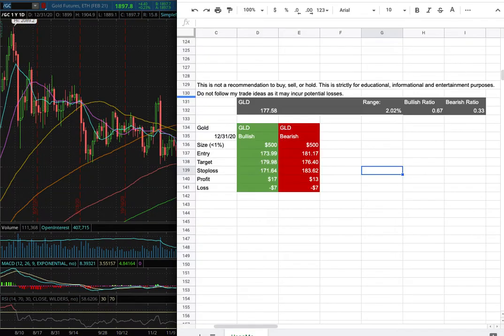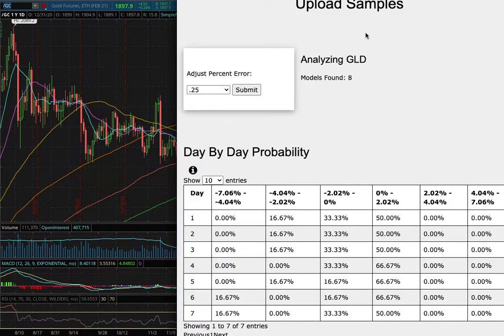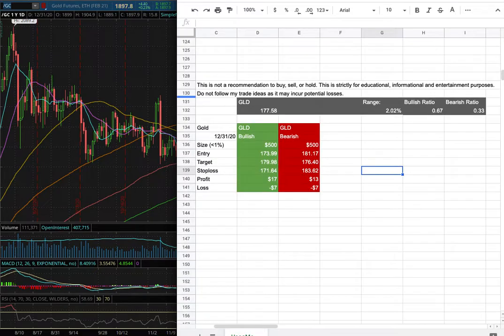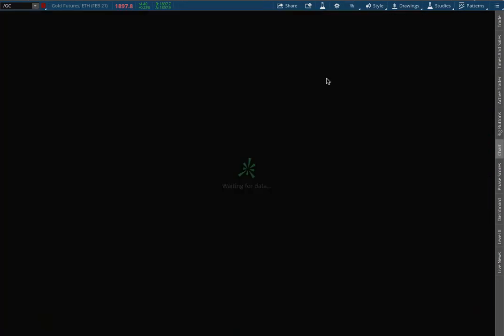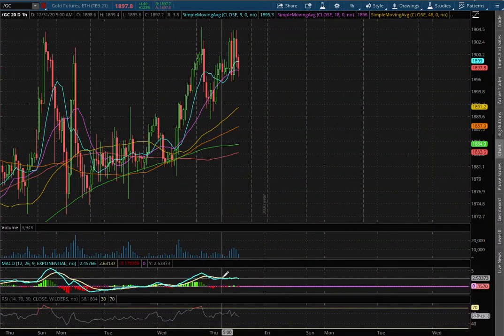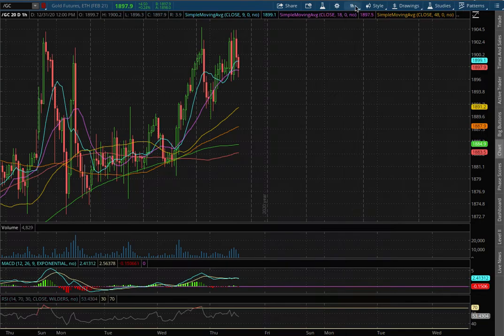In this video, we'll be going over my trade idea of the week and the day-by-day probability model. So let's start off with the technical analysis on the 1 hour chart. We remain in positive MACD, seeing sideways action there, and we're off of overbought levels with the RSI.